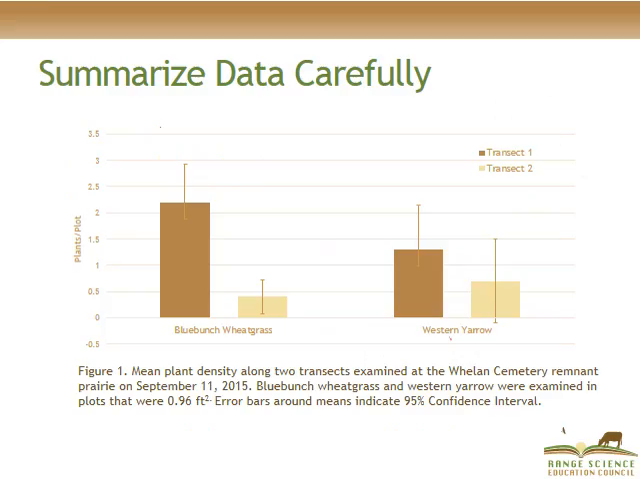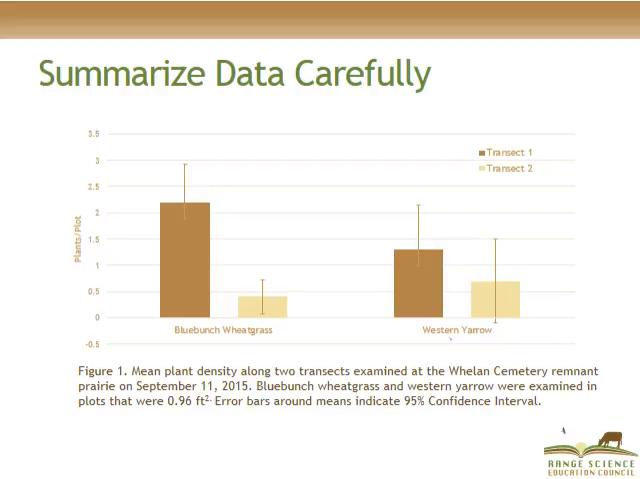Here's a really nice graph from a paper that was presented in the past in this class. It has all the right elements. On the left-hand side, it says plants per plot. It shows me I've got transect 1 or 2. It has a measure of variation. It uses a nice bar chart. And then the title makes it all clear.